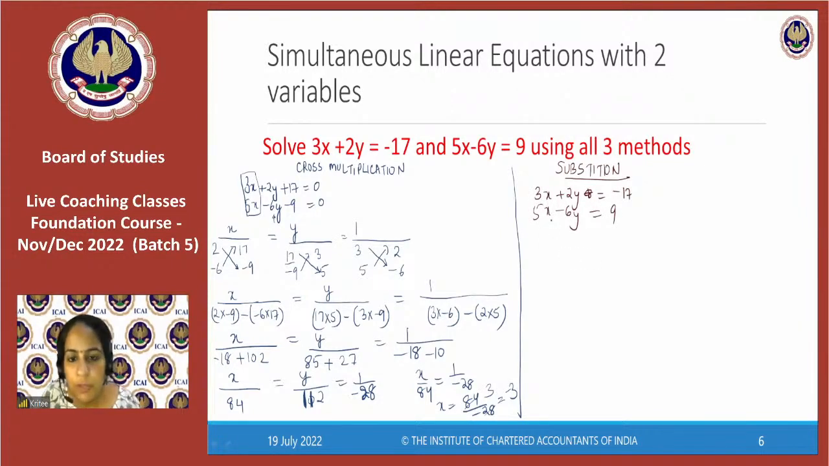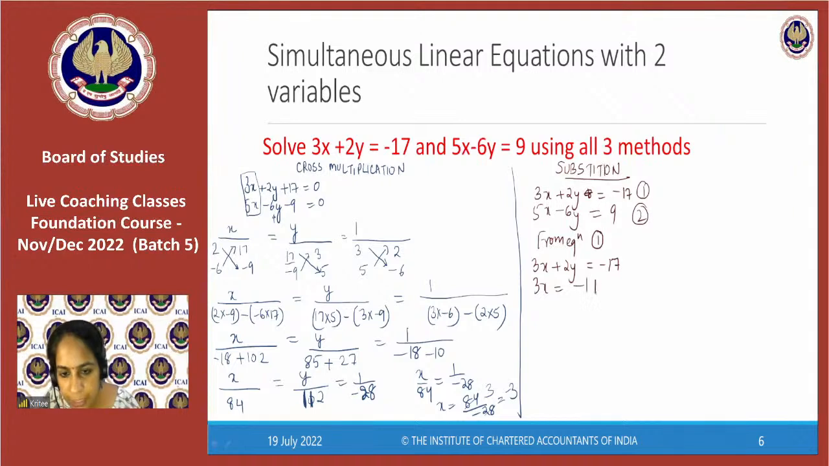So now here what we would be doing is, this is equation 1, this is equation 2. From the beginning itself, we will try to find out the value of one of the variables. Like from equation 1, I am trying to find out the value of x. So if 3x plus 2y is equal to minus 17, then 3x is equal to minus 17 minus 2y. x is equal to minus 17 minus 2y by 3.